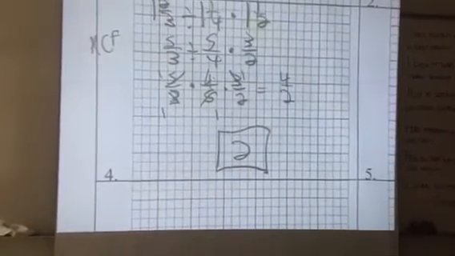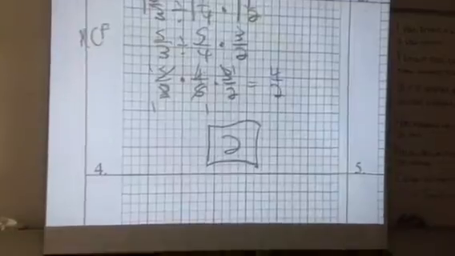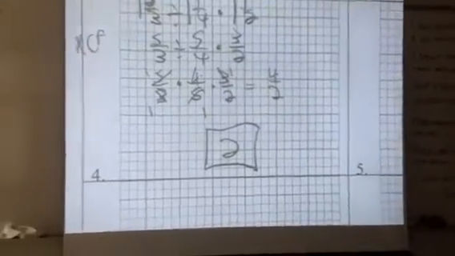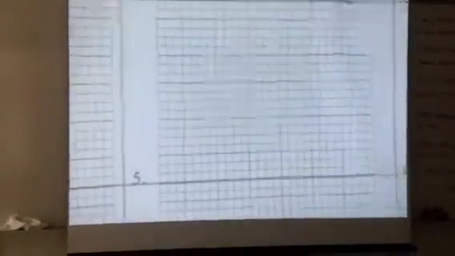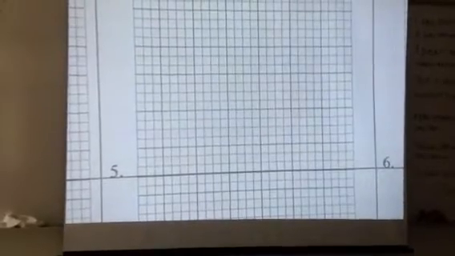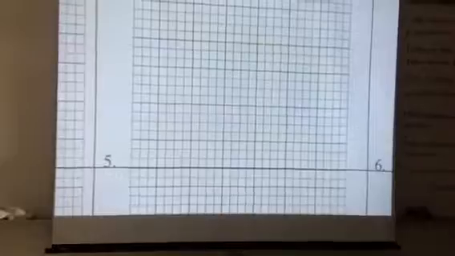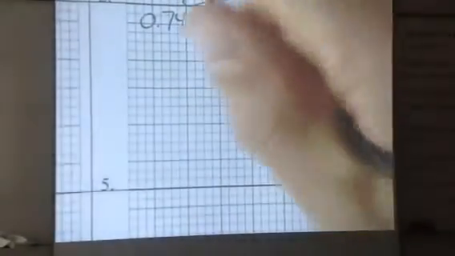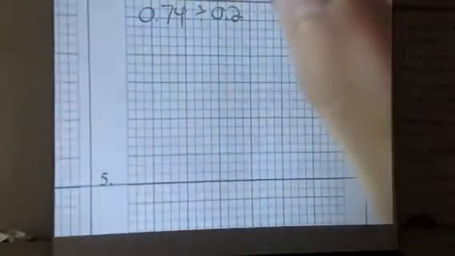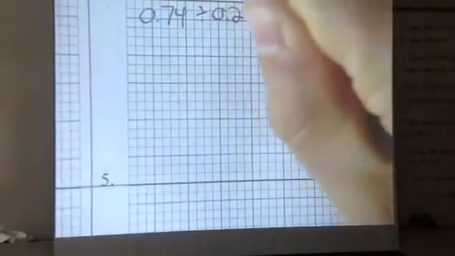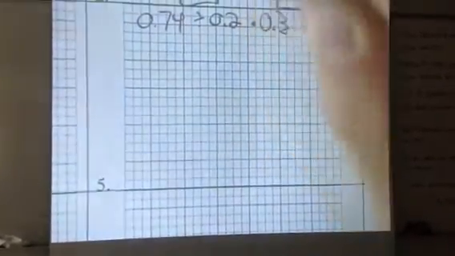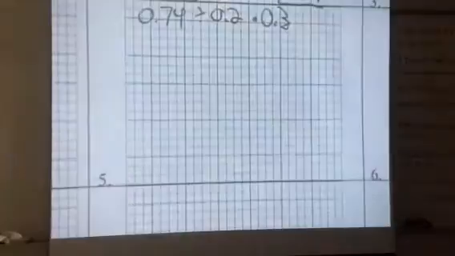Alright, let's look at what we just did. We did 4, so let's do 5. Do I want to do 5? Yes, let's do 5. Alright, 5 says 0 and 74 hundredths divided by 2 hundredths times, no, not 2 hundredths, 2 tenths. Divided by 2 tenths times 3 tenths.